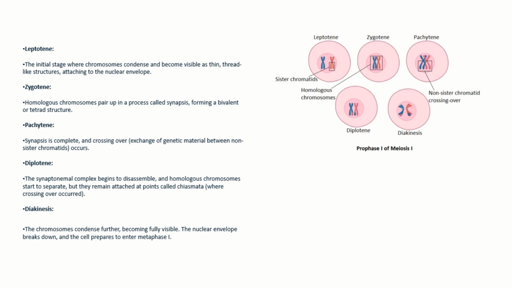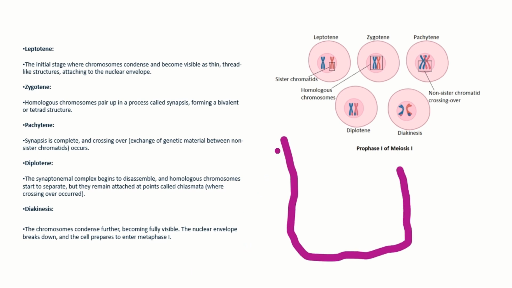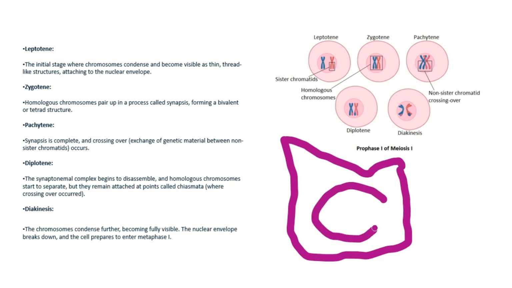How many? Let me take the pointer. How many chromosomes are there? There are 23 pairs in the nucleus. 23 pairs means 23 from the father and 23 from the mother. That is the single pair.